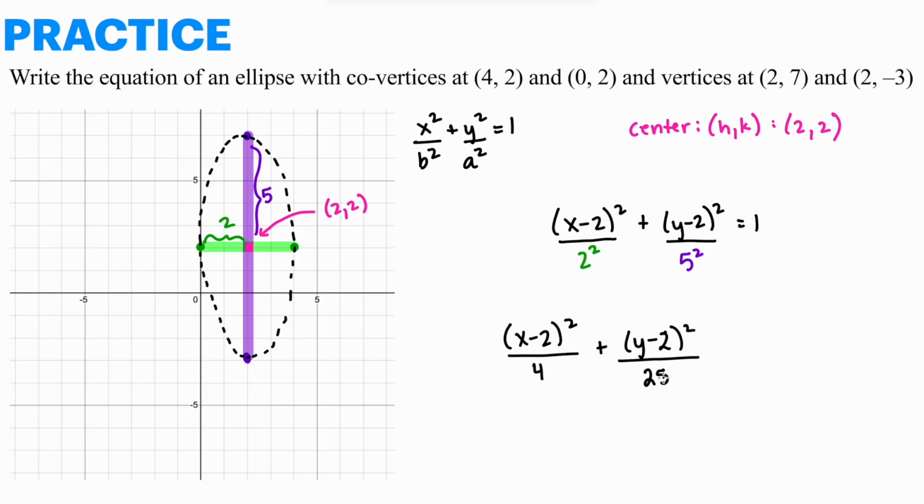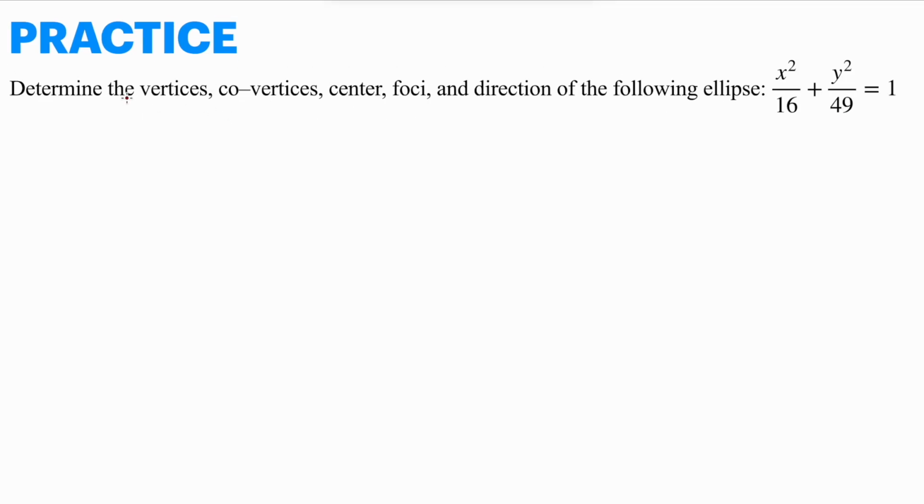In this practice, we're going to determine the vertices, co-vertices, center, foci, and direction. So I'm first going to look in the numerators. There is no x minus a number, or there is no y minus a number. And so therefore, we know that the center is at 0, 0.